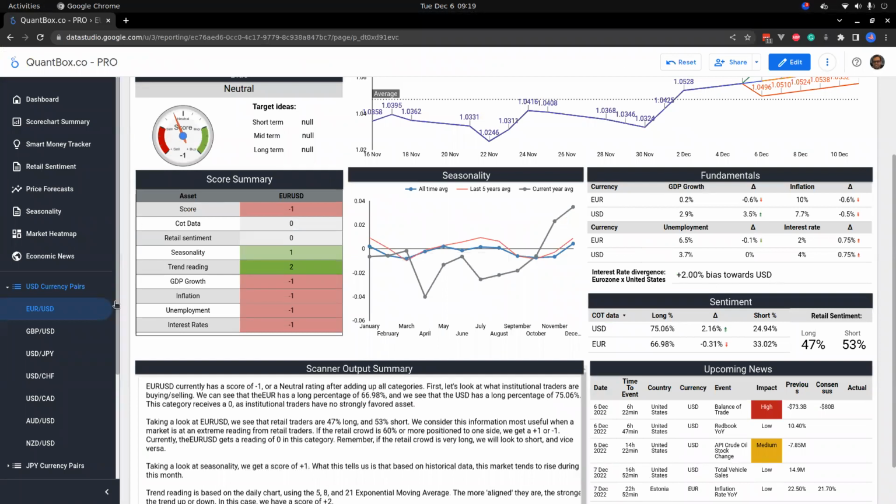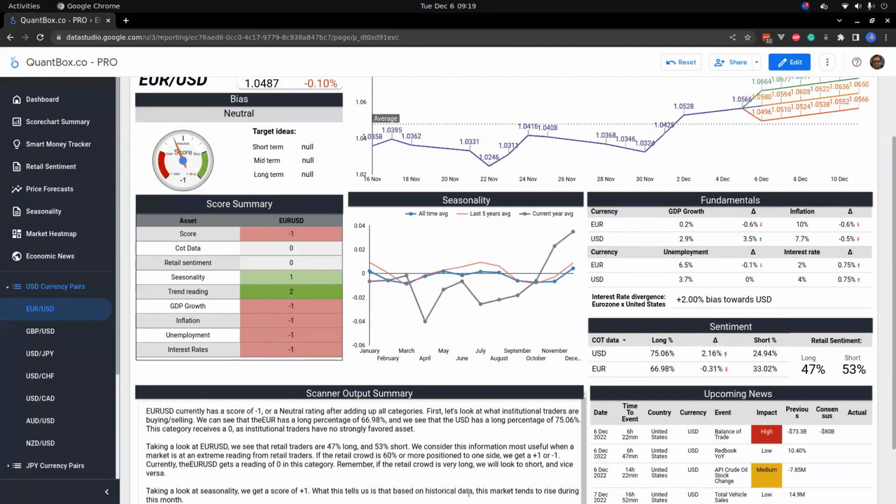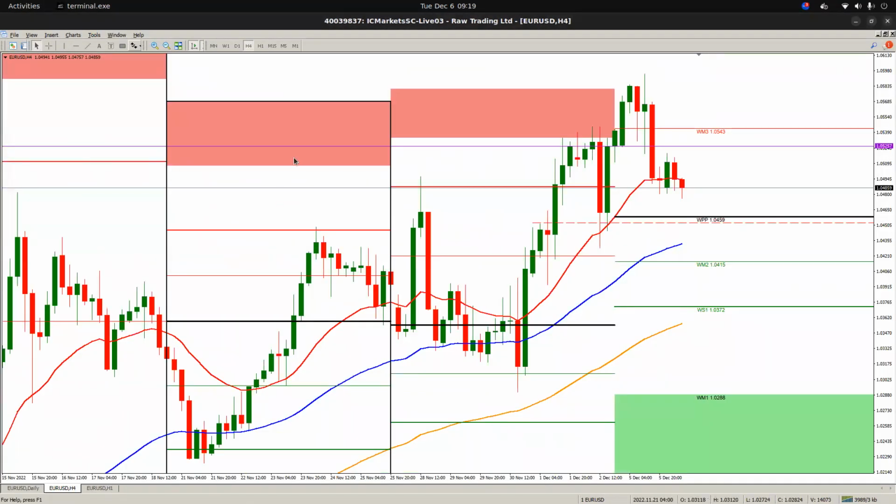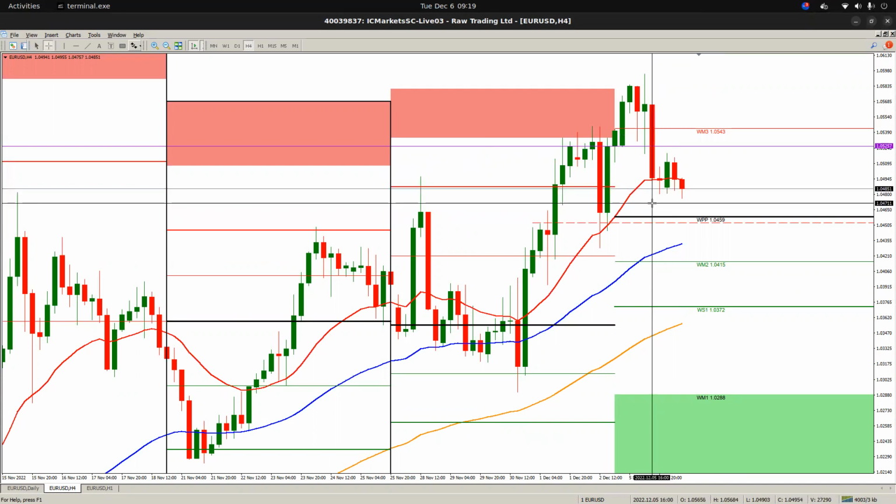So let's take a look at euro dollar now. Fundamentally, it says neutral on QuantBox. Let's take a look at where we are on the chart. So euro dollar. Yesterday, remember I said to you, we're looking for price to close at support. That never happened. Then price came down, closing at the 21. That's a 4 p.m. candle. That's not a bias candle.